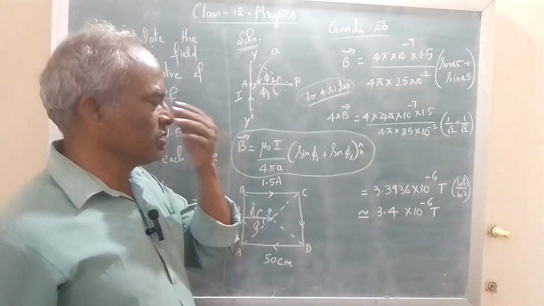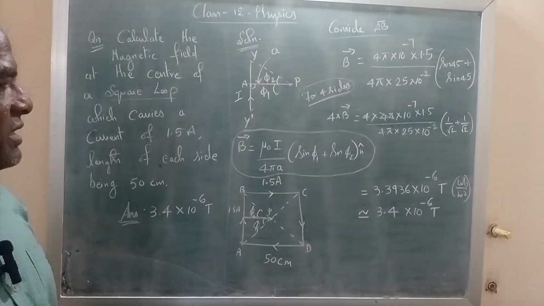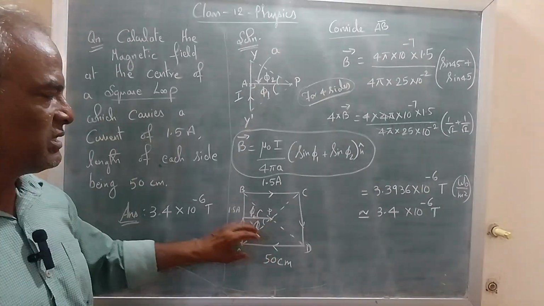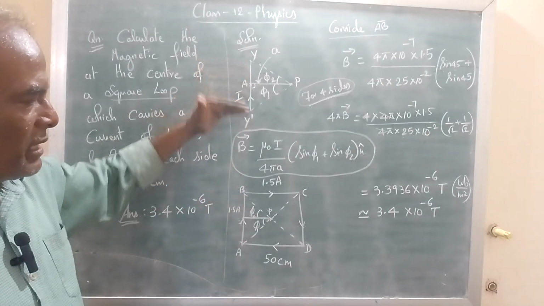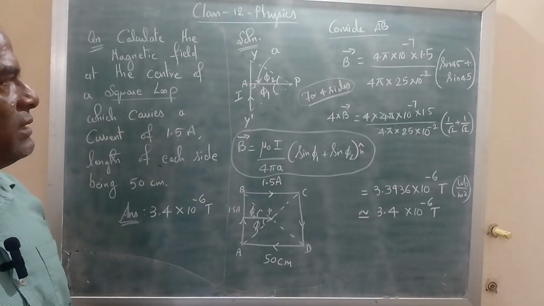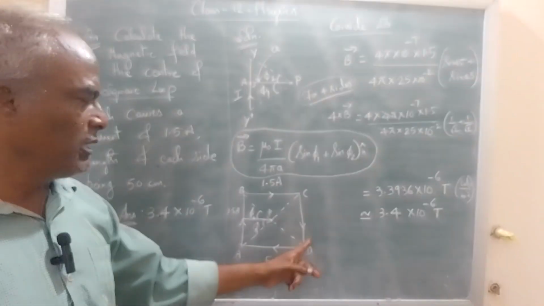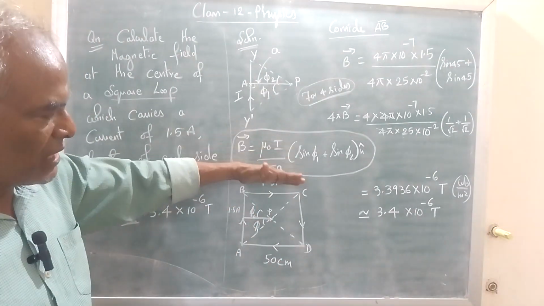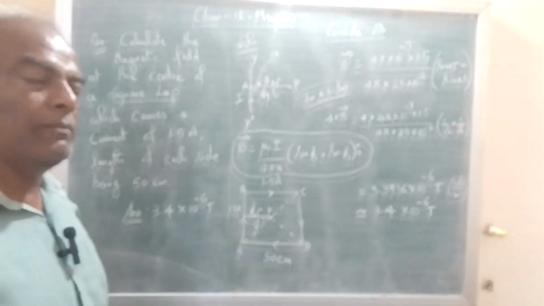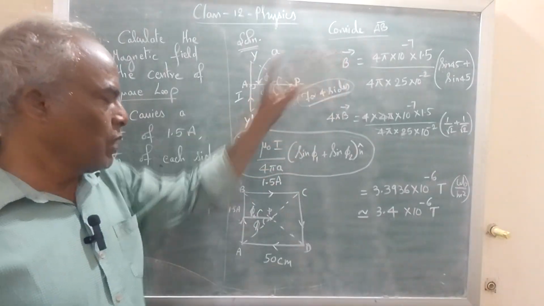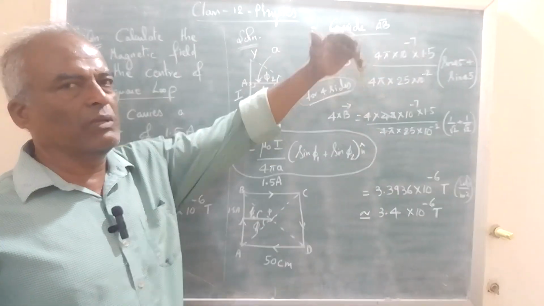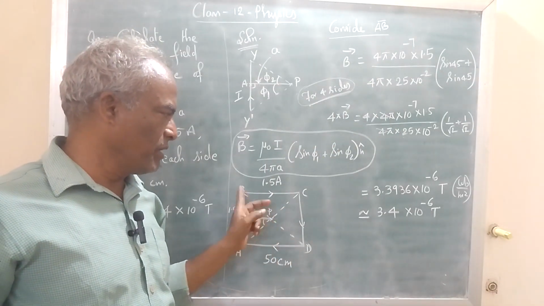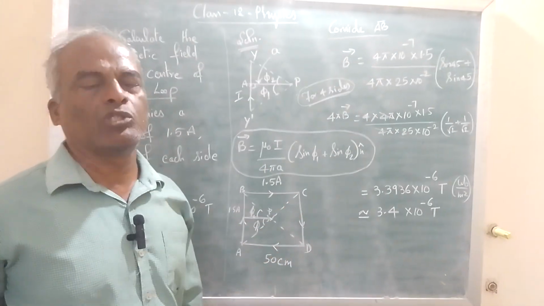So this is how you have to solve this problem. You are interested in the total magnetic field at the point P. You are considering only one side and comparing with the standard result, and then you are multiplying by 4 just because it's a square loop. Even if you consider this side, you will get the same result. So for one side value, you just multiply by 4, and you will get the magnetic flux density at the point P because of the 4 sides, because it's a square loop.